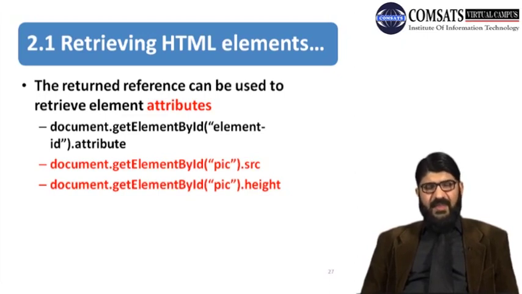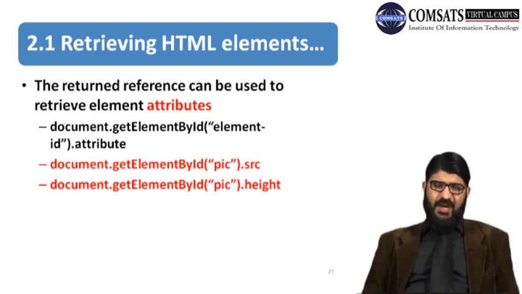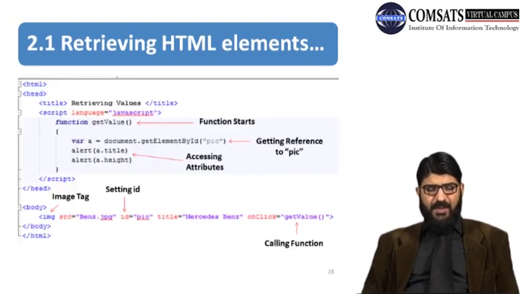Similarly, the document can get an element for a picture. So document.getElementById, a picture reference is given, and then the source attribute is given. Moving onward, document.getElementById is taken for the picture, and the height attribute is mentioned. So in this way you can retrieve different HTML elements by using the getElementById method. Let's see the code for it.